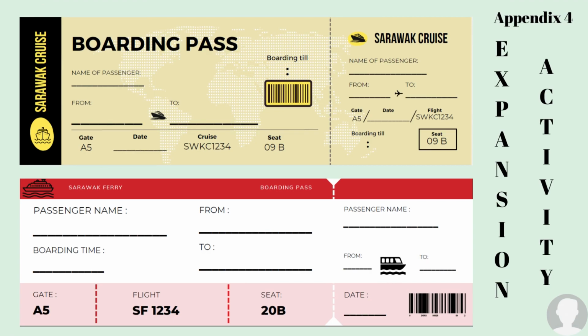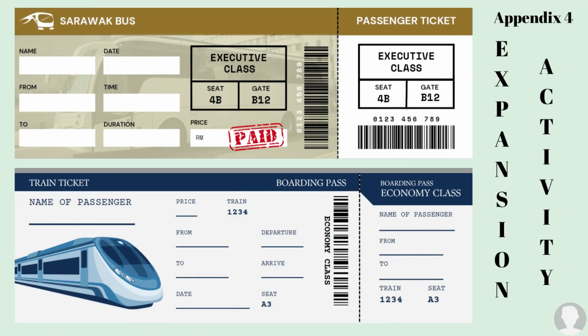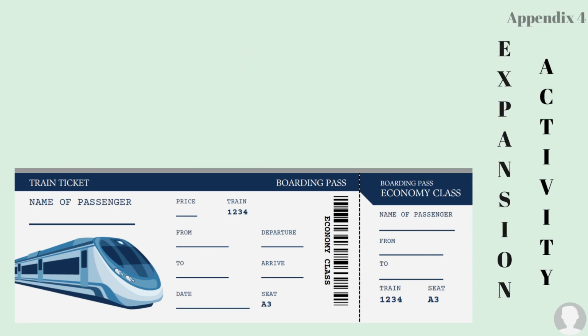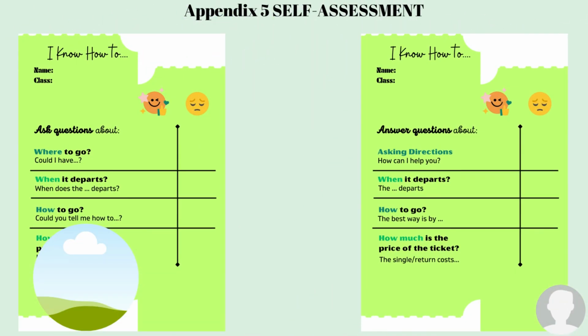So this is an example of an expansion activity whereby the pupils can opt for another ticket such as cruise or ferry. They are able to transfer the strategies they have learned to this new task or ticket. And here is another example of a ticket that the pupils can try with their friends by using the strategies that they have learned previously. And the last step in this strategy is self-assessment.